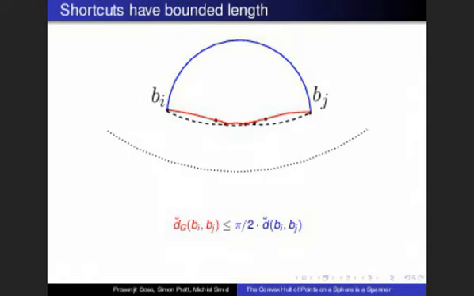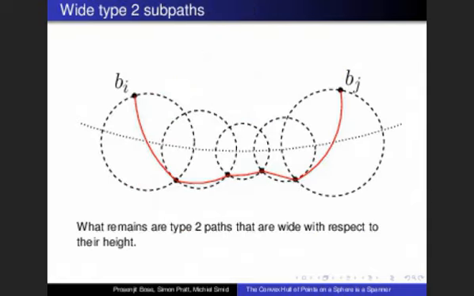So, good. Now what remains are wide type 2 subpaths. So type 2 subpaths that go a long distance on the other side of the equator, which we can't nicely build a shortcut for. We really need to follow this unless we come up with a better routing algorithm.